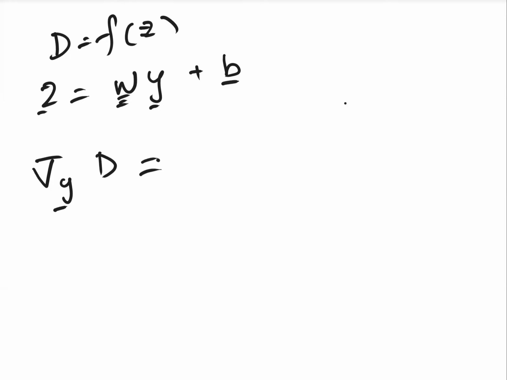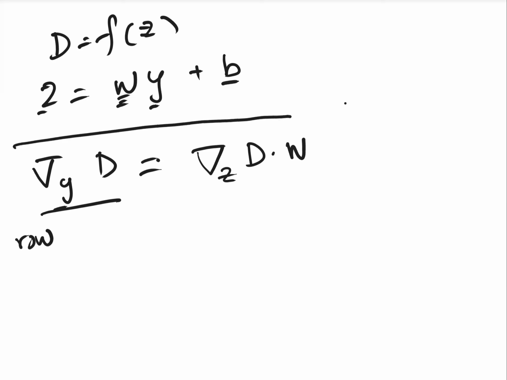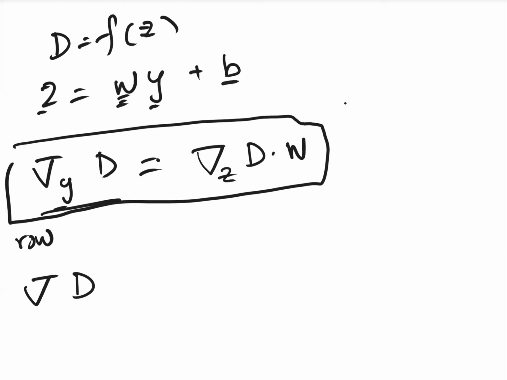Anyone? It's a vector. So if y is a column vector, this has got to be a row vector, right? But what will the formula be? Okay, let me write the derivative of d with respect to z in this manner, and then what next? Times w, correct? Thank you. So this is easy. And what is the derivative of d with respect to b?